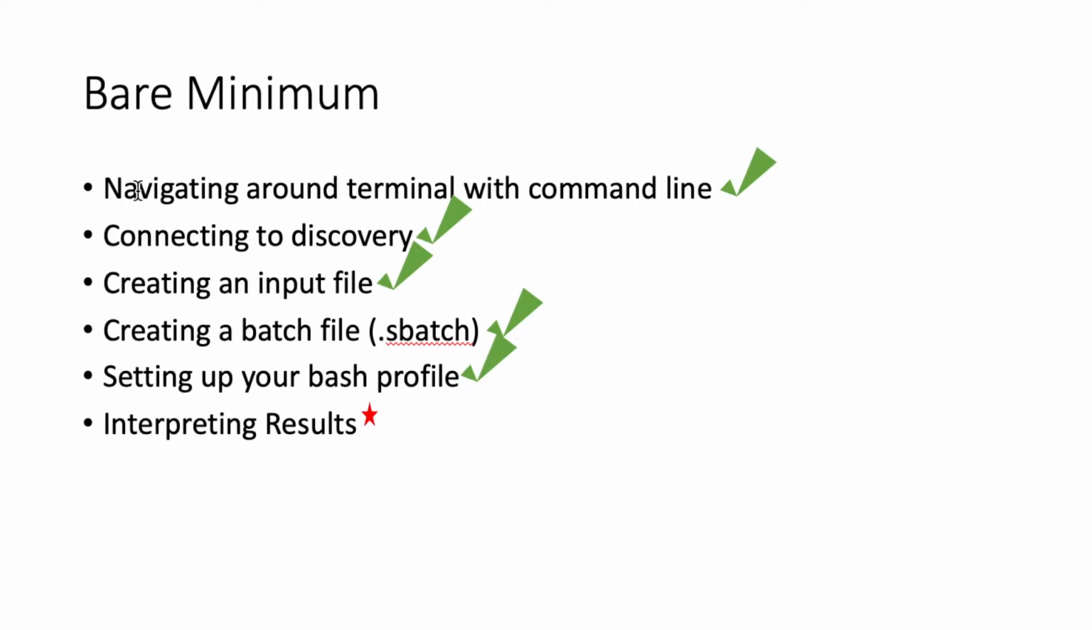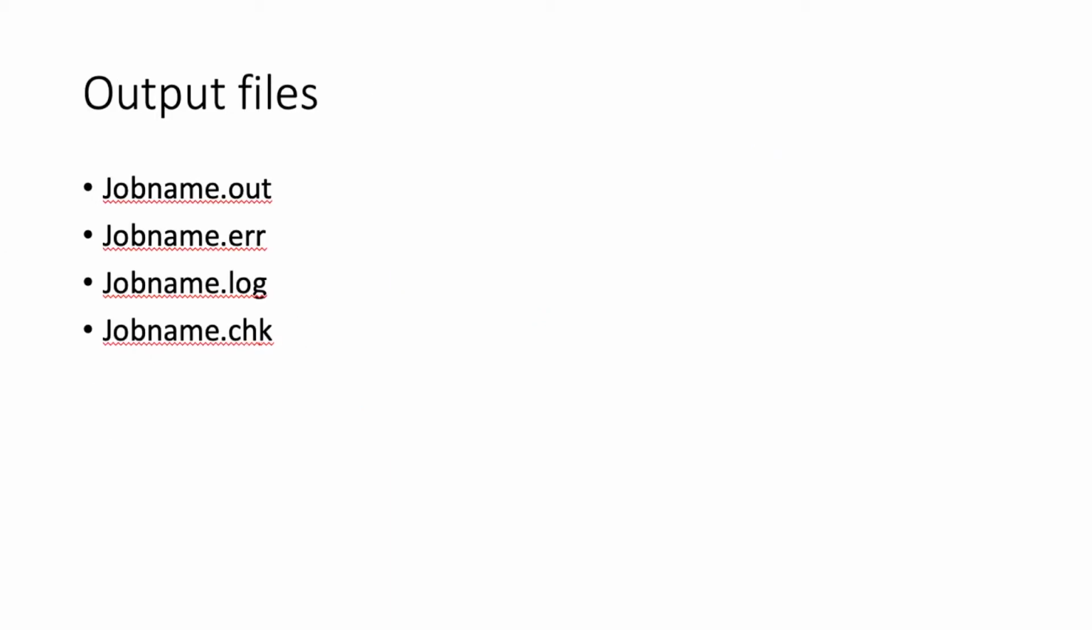Okay, so now we know how to navigate around terminal, connect to Discovery, create an input file, create a bash file. We've set up our bash profile, and so now we are on to interpreting our results. After the job runs, we'll have these four files at the very least: an output file, an error file, a log file, and a checkpoint file.